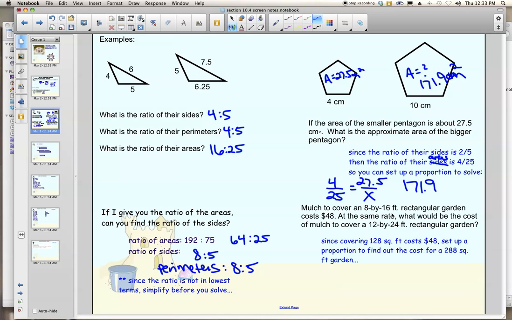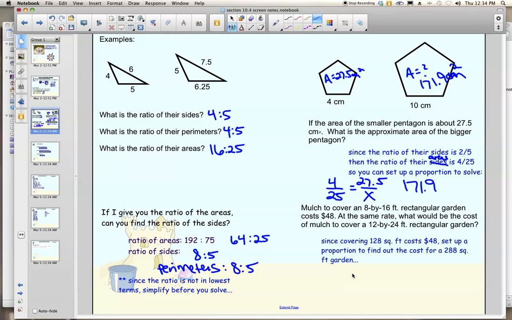The last one, I don't give you the area, but since it's a 16 by 8 rectangular garden, you can find the area. 8 times 16 is 128 square feet. So that is the area of the smaller garden. They want to know how much it's going to cost for the bigger garden. So I took 12 times 24, and the bigger garden would be 288 square feet. It says the mulch to cover the 128 square foot garden costs $48. So if it's the same rate, how much would it cost for the 288 square foot garden?